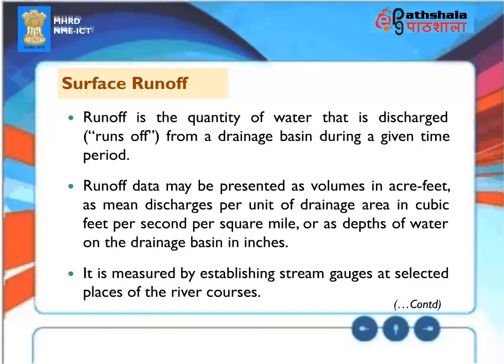Runoff data may be presented as volumes in acre feet, as mean discharges per unit of drainage area in cubic feet per second per square mile, or as depths of water on the drainage basin in inches. It is measured by establishing stream gauges at selected places of the river courses.